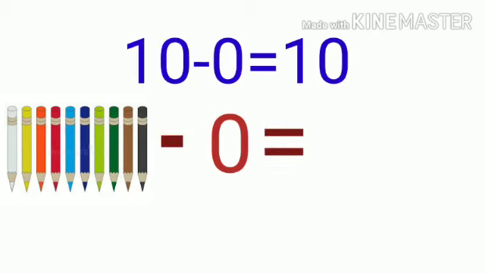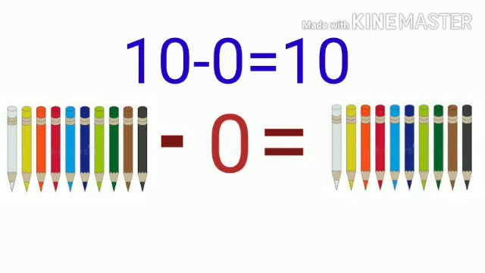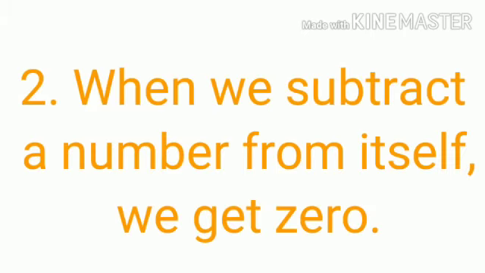Students, let's assume I have 10 pencils and I give you 0 out of them. Then how many pencils will be left with me? Yes, tell me. 10 pencils minus 0 is equal to 10. The answer is 10 because I give nothing to you. Understand? So, the first property of subtraction tells us that if we subtract 0 from a number, we get the same number as difference. Now, let's discuss the next property.